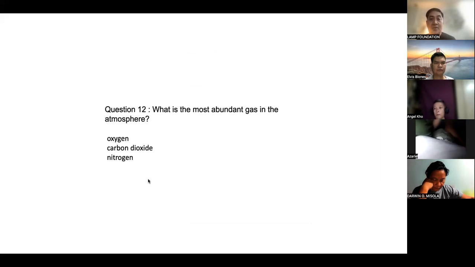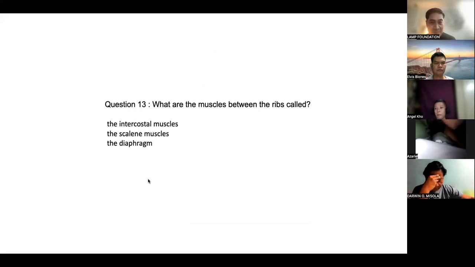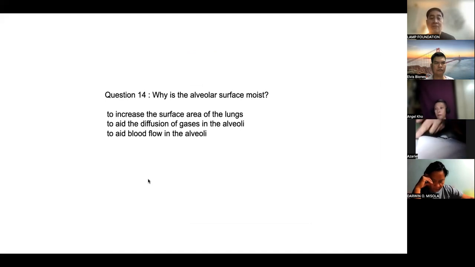Glucose po. What is the most abundant gas in the atmosphere? Nitrogen po. What are the muscles between the ribs called? The intercostal muscles. Okay, this is very easy kasi costal is ribs, no? Okay. Yes po. Why is the alveolar surface moist?